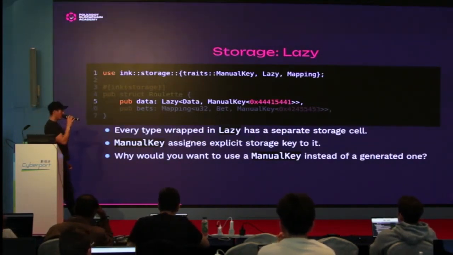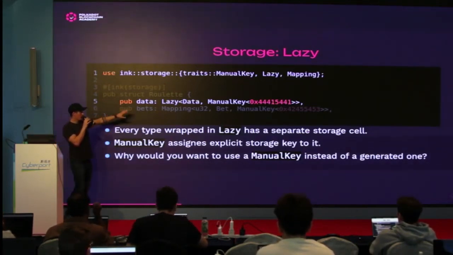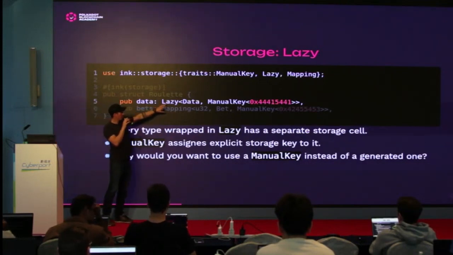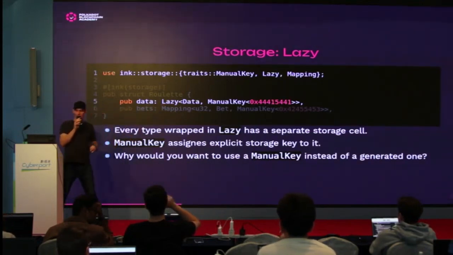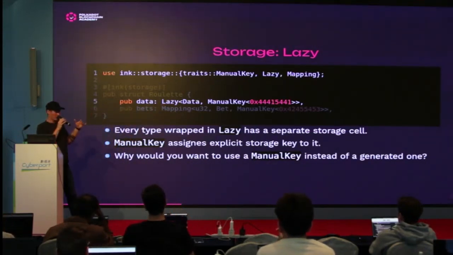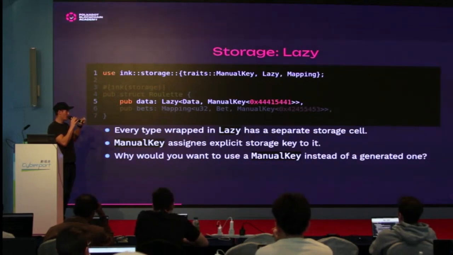So that was mapping, right? Mapping and that other type of working with storage are called unpacked layout, just because the values do not occupy a single cell in the key value database. And lazy is an even more manual way of defining the storage of your smart contract.